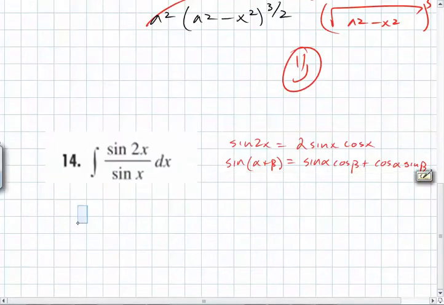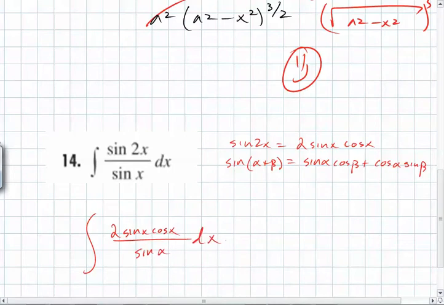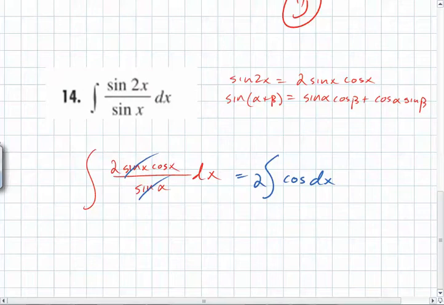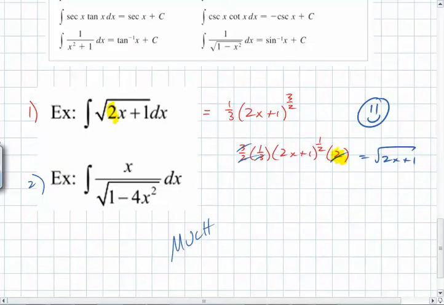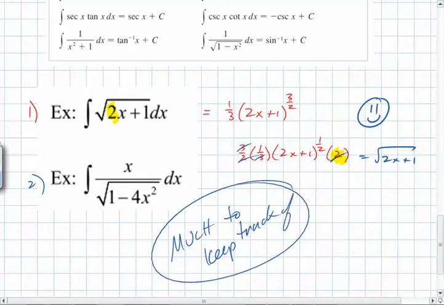We use that trig identity, and we end up with the integral of 2 sine x cosine x all over dx. What cancels? Yeah, now is it a heck of a lot easier? Yeah, you can pull that 2 out, right? 2 cosine dx. Is this a definite or an indefinite integral? Indefinite, so it's going to be 2 sine x. You could say plus c, that's fine. At this point, I wouldn't take a point off for this one, but if it asks you for the general antiderivative, you'd have to do the plus c. Okay. There's much to keep track of.